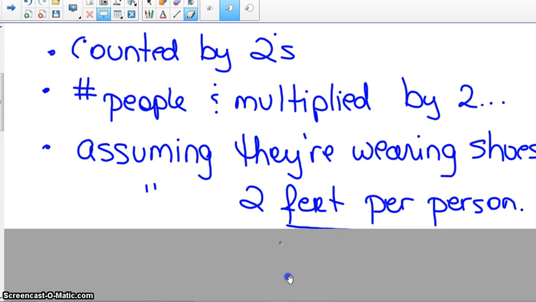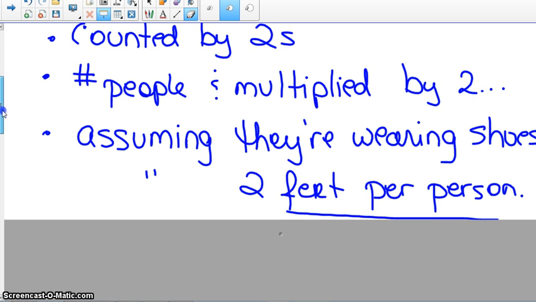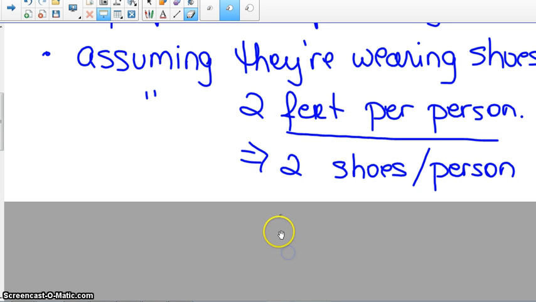Now we have to assume that they're wearing shoes and assume that we have 2 feet per person. And we're going to have to assume that there are 2 shoes for each person. So if that's true, this is very simplified, and there are 11 of us in the room, 10 students. So 10 students would have 20 shoes. What would that mean for 11 if you included me? That would be 22 shoes.